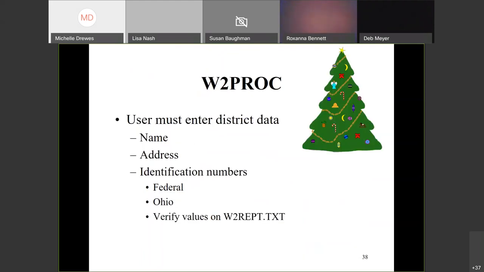When you're running W-2 procs, the user running it will need to put in the name and the address, and then any identification numbers for the district. So that would be their federal, and it will ask for Ohio. And then just have them go over that W-2 report and verify that everything looks good.